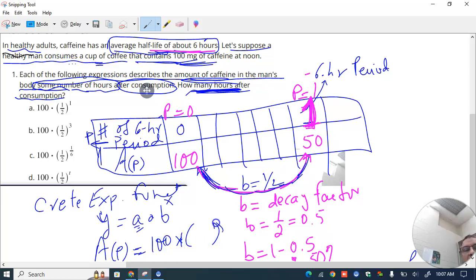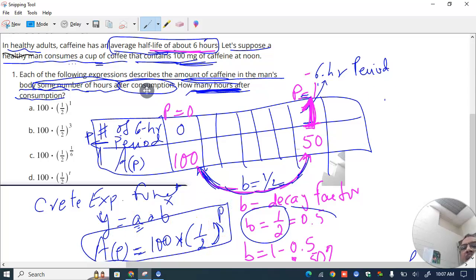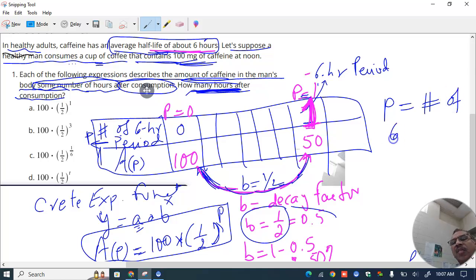And the decay factor, that's what we already did here. B is the one raised to the power. So this is half raised to the P. And remember what P stands for: P stands for the number of 6 hour periods. So every 6 hours, the amount of caffeine becomes half.